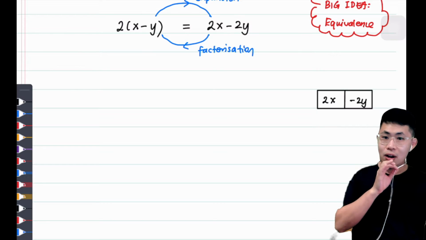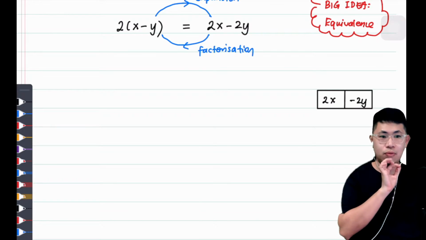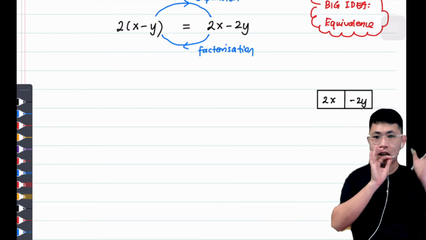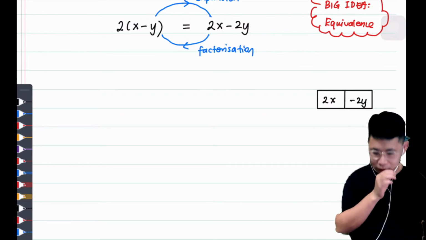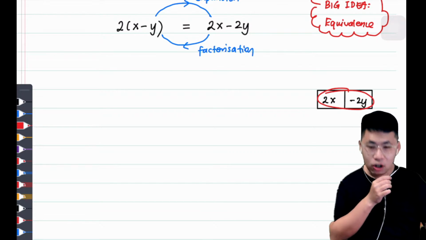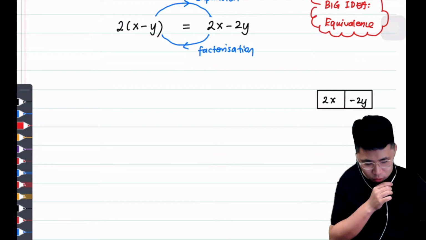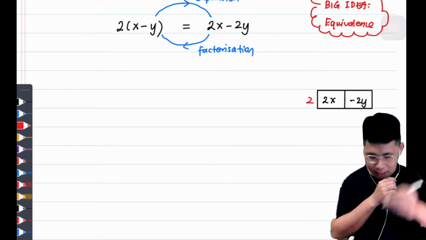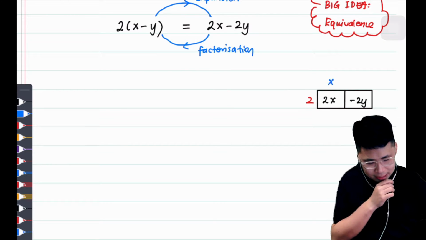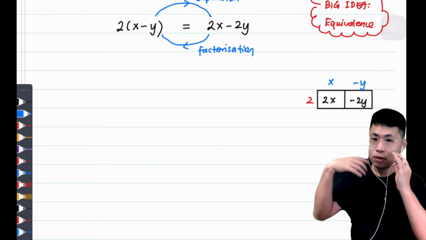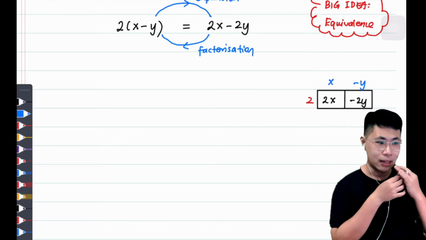Now we're going to do the reverse. Now we're given the area, and we need to pull out common factors. Is there anything common that we can pull out? We can pull out a 2 on the left, and on top we're going to have our x and minus y. So from the area we need to find back the sides.